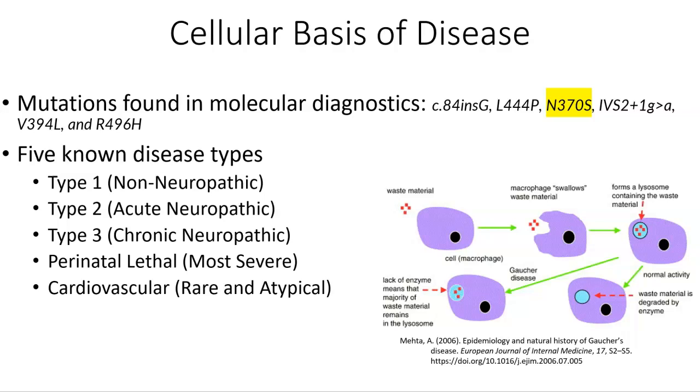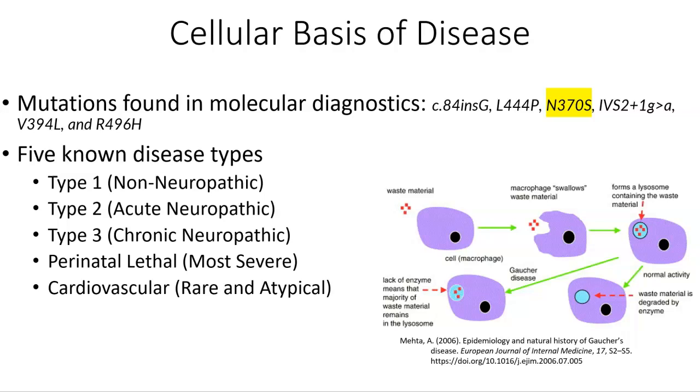And then with perinatal lethal type Gaucher disease, the prognosis is extremely poor, and it is the most severe and the rarest form. It is characterized by the earliest onset of symptoms. It can range from either pre-birth or right after birth. And unfortunately, these babies usually die very quickly after being born.